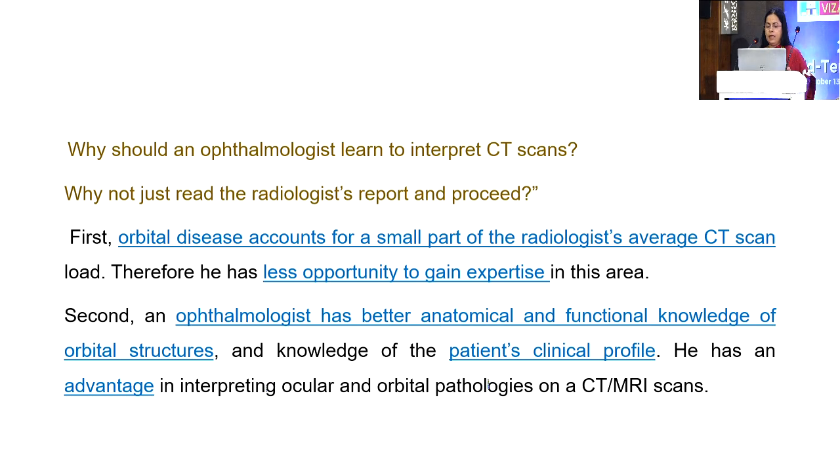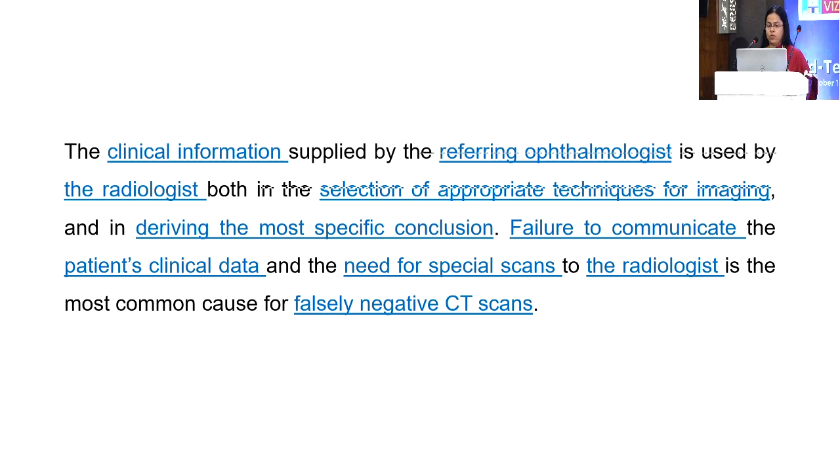We all know that orbital disease accounts for a very small part of the radiologist's average CT scan load, and obviously they have less opportunity to gain expertise in this area, while we have a better anatomical and functional knowledge of orbital structures, and we are also well equipped with the patient's clinical profile, so we always have an advantage over them. The clinical information supplied by a referring ophthalmologist is essential for a radiologist to select an appropriate technique for imaging and also for deriving the most specific conclusion.